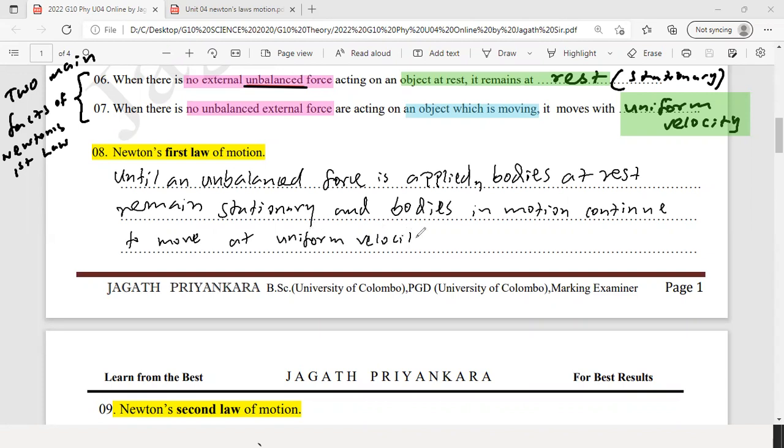Right. So please highlight the important terms here. Look at the screen, everyone. Body at rest remains stationary. And the other most important thing, body in motion moves at uniform velocity. Body at rest, remain stationary. Body in motion, travel at the same speed. Until when? Until you make the forces unbalanced.